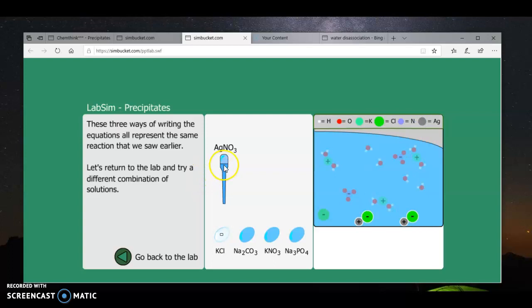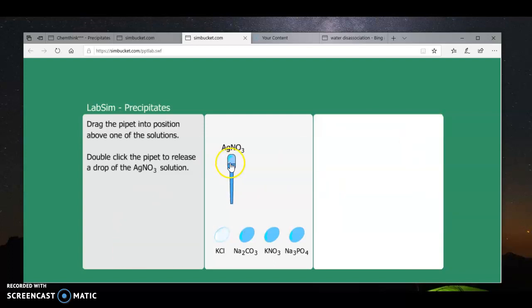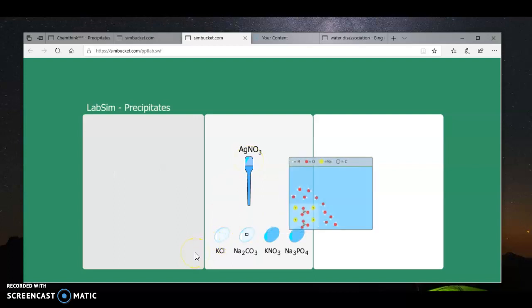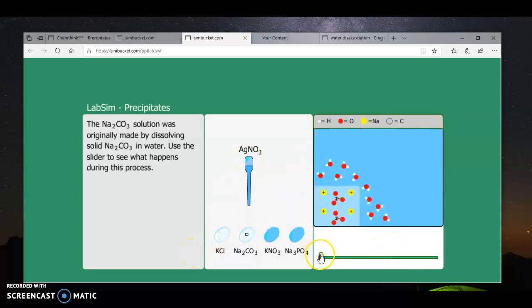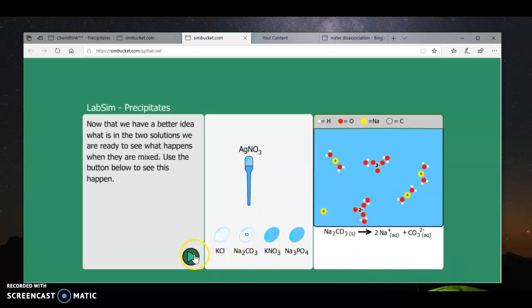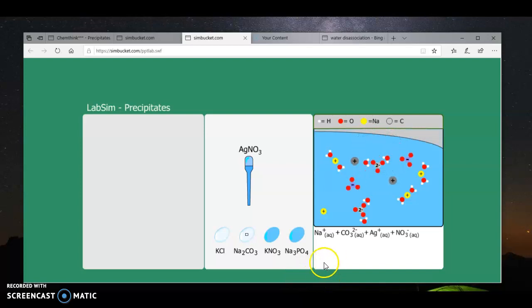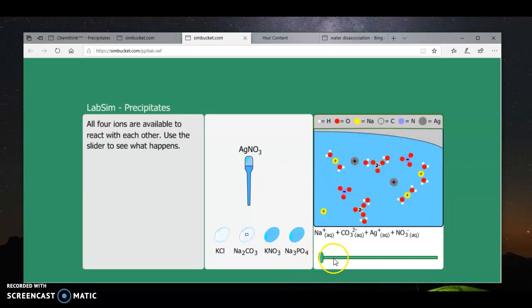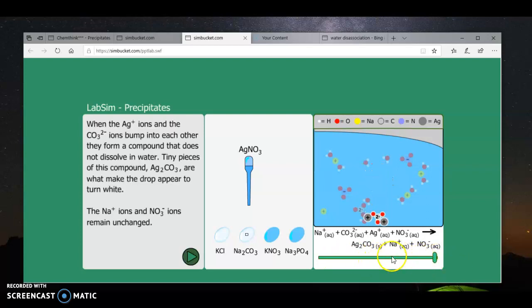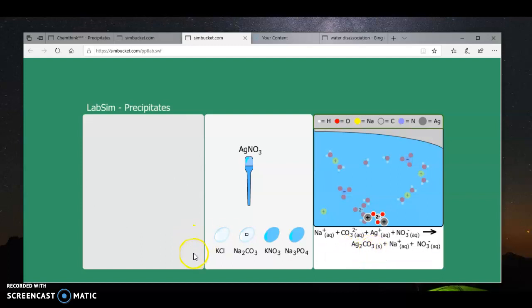So let's take now the AgNO3 and react it with Na2CO3. So we're going to take silver nitrate and react it with sodium carbonate. That forms a product. The sodium carbonate dissociates, and then the silver ions come in and link up with the carbonate ions. So silver carbonate, or Ag2CO3, is my product.